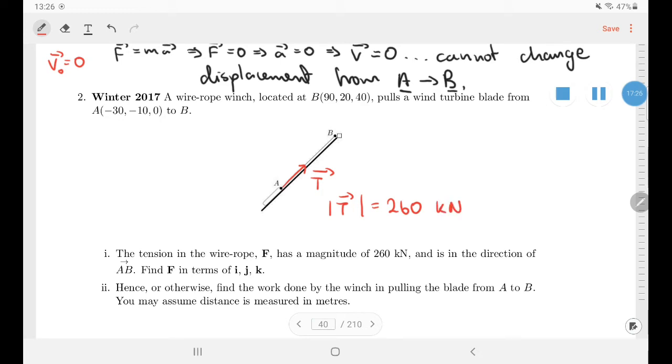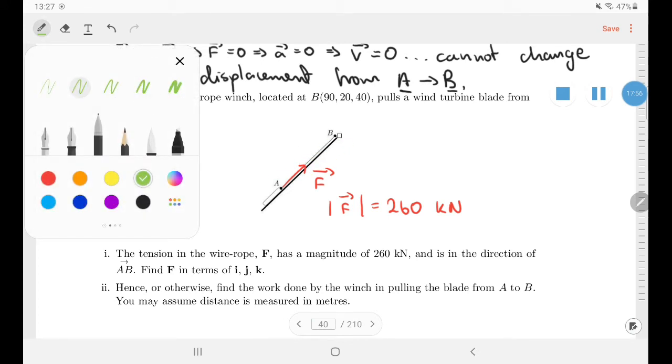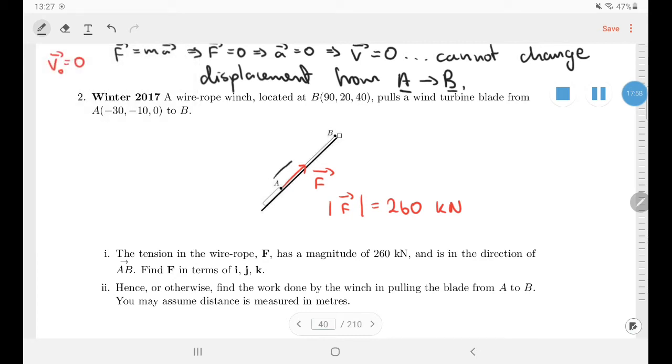Find the force. Oh, sorry, it's not called T. We're calling it F. Should have called it T, would have been better. Okay. Find F in terms of i, j, k. Okay, no bother. Hence or otherwise find the work done by the winch in pulling the blade from A to B. Okay. Now there's different things you can do here, but in advance, what you should do is see the vector A to B. You should find a unit vector in the same direction.